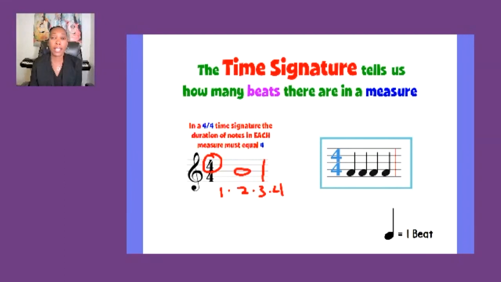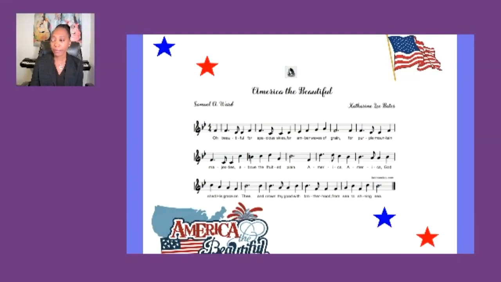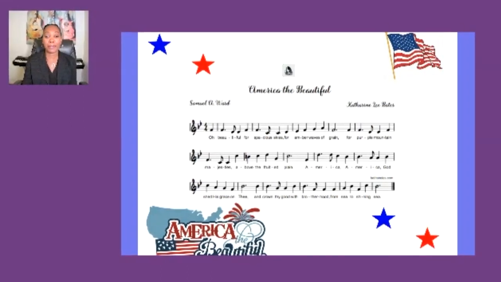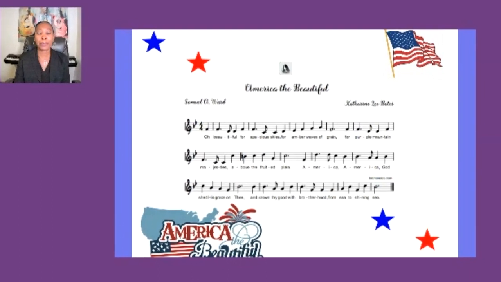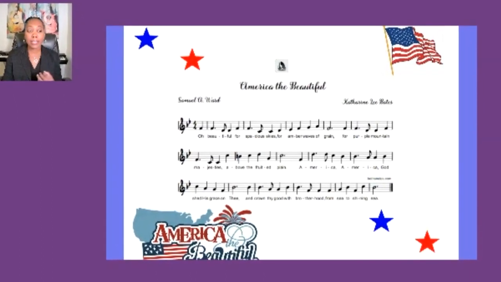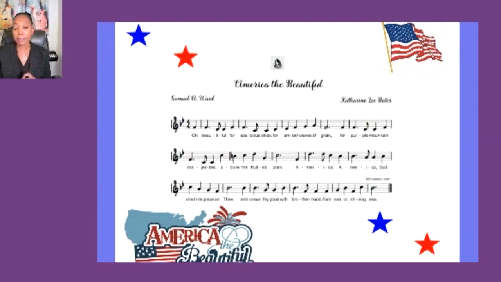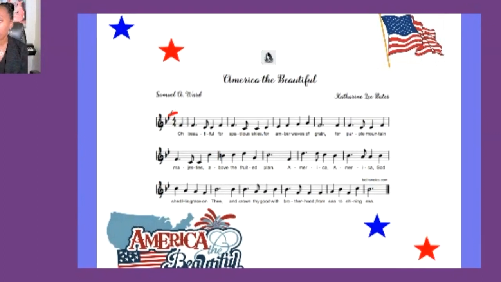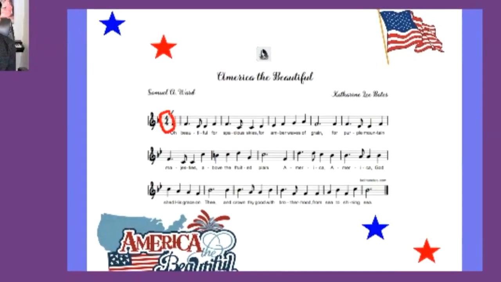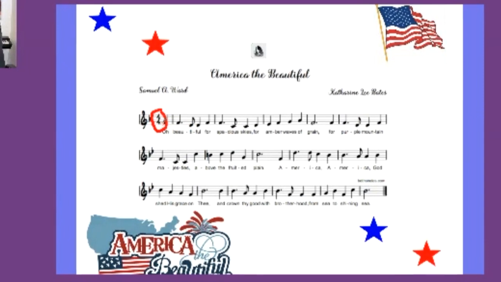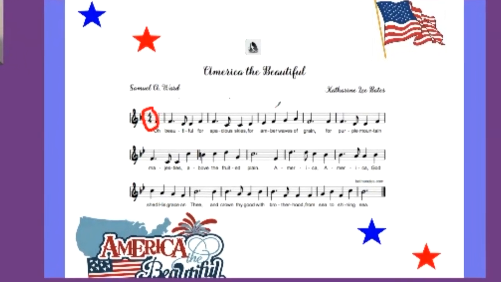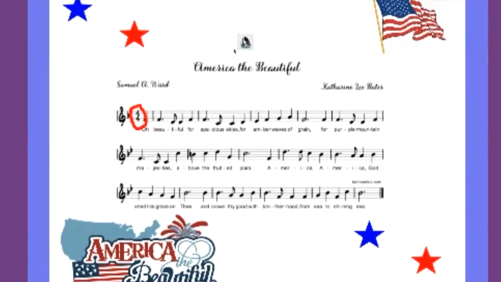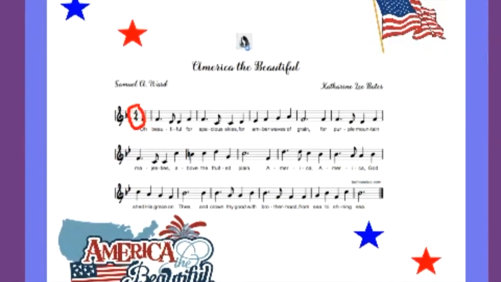Now let's look at another example. So right here, you see we have America the Beautiful, right? And we know America the Beautiful. We've heard it many, many times. But now look at the sheet music. The sheet music is telling us that it's in what time signature? All right, it's right here, and we see 4-4. So we know that each measure has four equal beats. And now let's take a listen and hear what it sounds like. Take a listen.